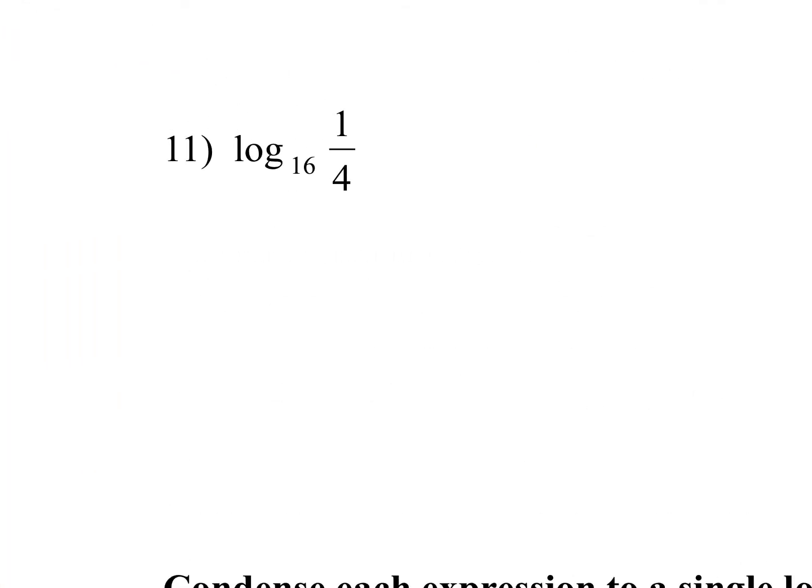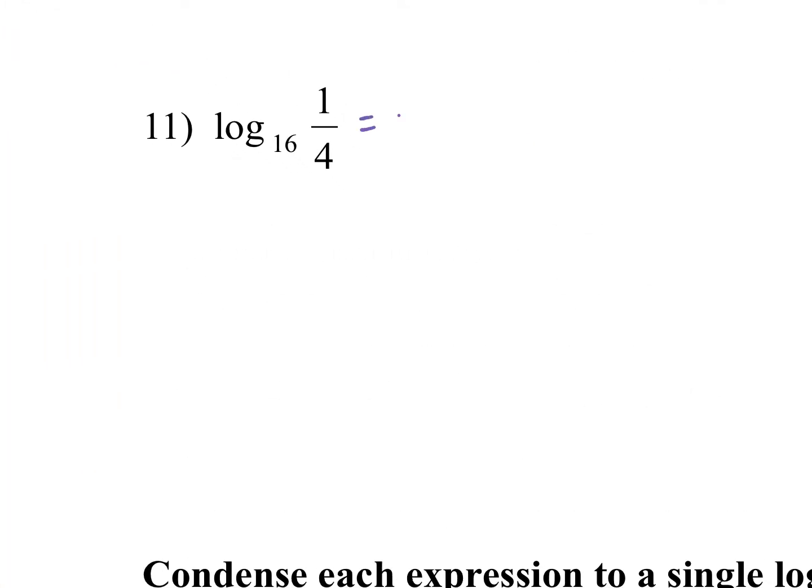All right, number 10. So this one we're going to say is equal to x, and I need to put it into exponential form. So what's my base? 16. What's the exponent? X. And what's it equal to? 1/4. So I need to think 16 to what power gives me 1/4? Well, what type of number turns your number into a fraction? A negative. So we know it's going to be negative because negative turns it into a fraction.